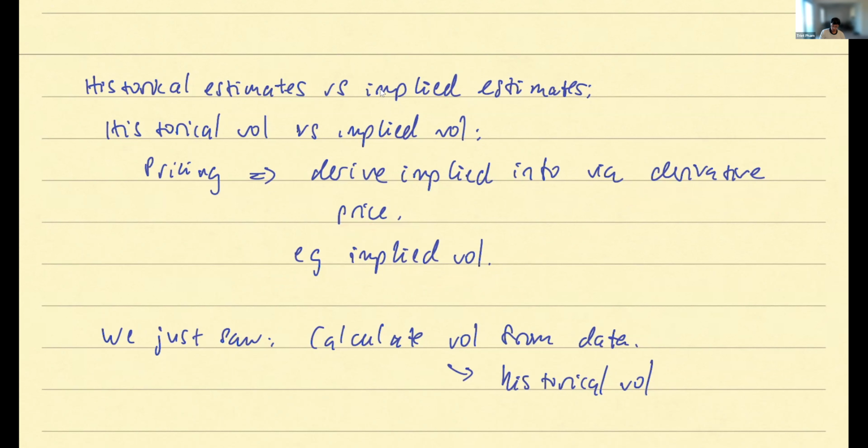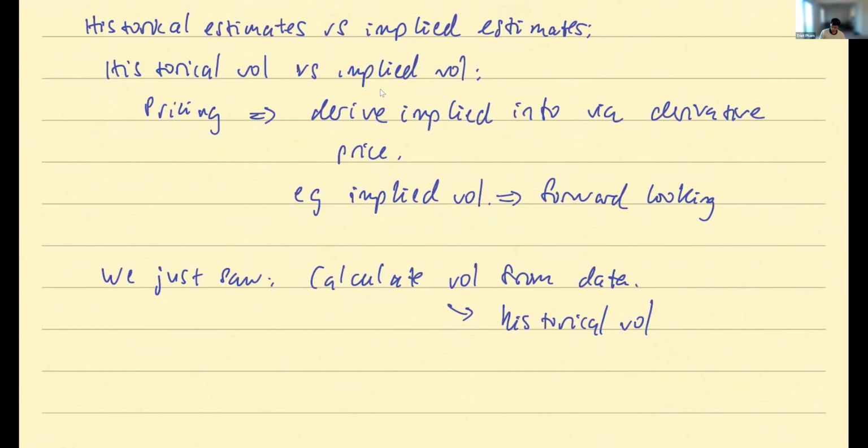So when you incorporate that information and do the pricing and figure out the implied volatility, this is forward-looking, or future, information. It's about the future behavior of the stock and how the market thinks the stock will behave. This, of course, is from the past.